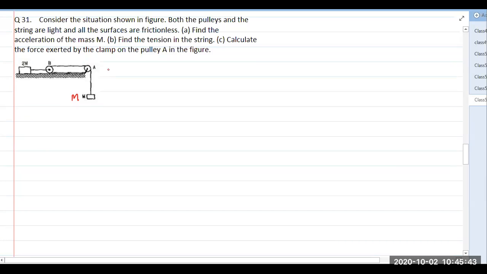For finding the constraint relation, suppose this distance is x1 and this one we write x2. If we see the length of this whole string, this will be 2x2. Why 2x2? Because x2 here and x2 here. So 2x2 plus x1 is the total length of the string. Now if you differentiate it, you get 2v2 plus v1 equal to 0, or 2a2 plus a1, after differentiating again.